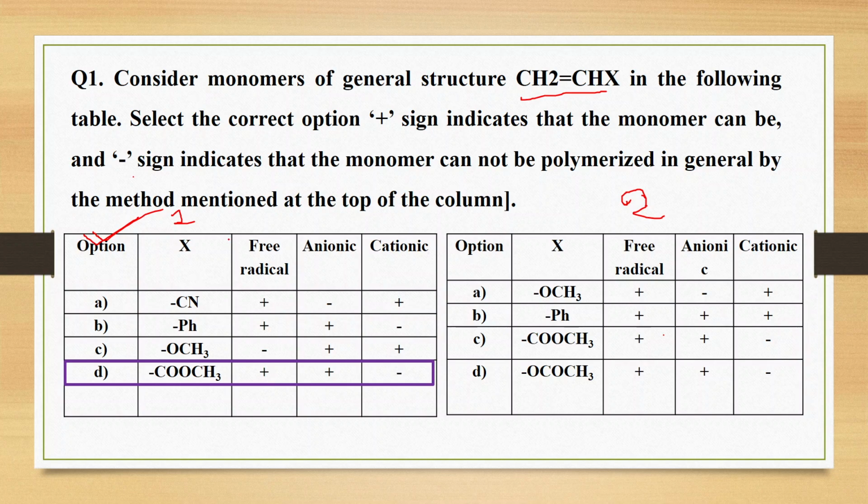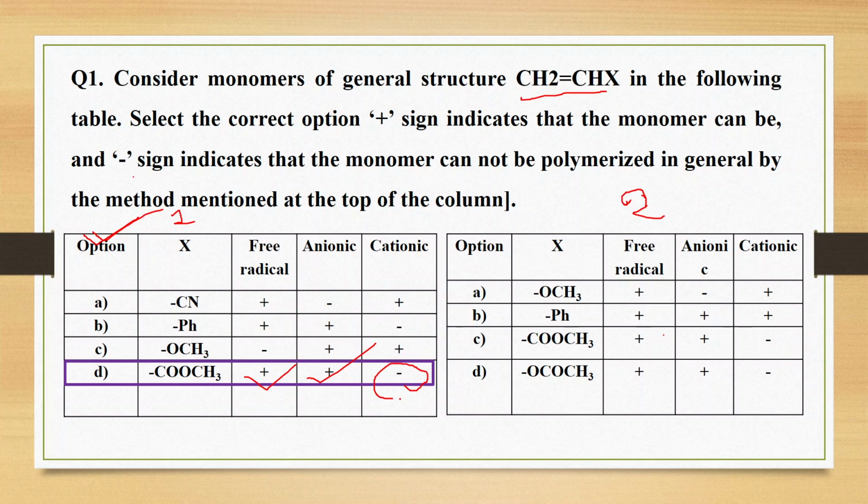So this option is the only correct one: free radical polymerization will occur, anionic polymerization will occur, but cationic polymerization will not occur. The others are not true. OCH3 cannot stabilize anionic polymerization, so it is wrong. Ph can stabilize cationic polymerization, so it is wrong again. And the CN group cannot stabilize anionic reaction, so it is wrong again.